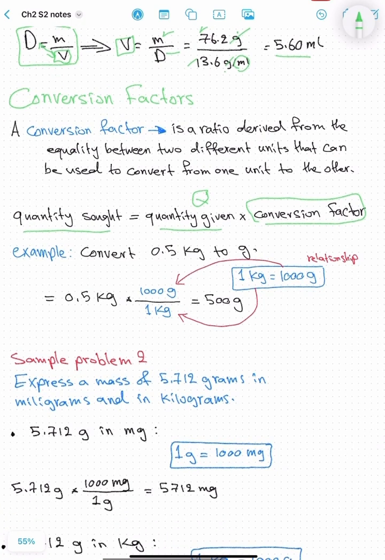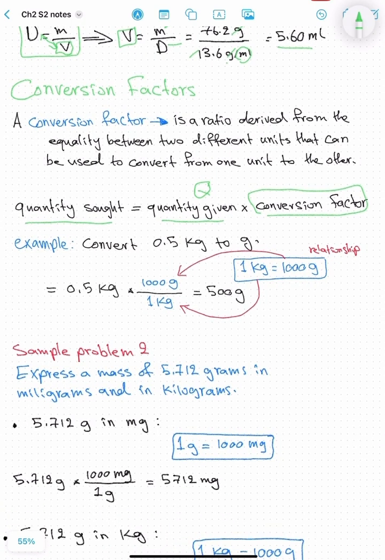Let's do an example. For example, convert 0.5 kilograms into grams. The first thing that you should do, you have to write down the relationship between your two units, the one that is given and the one that is unknown. So the relationship between kilograms and grams, you have to know that 1 kilogram is 1000 grams. Write it down in the box on your right. Then what do you have from the question? 0.5 kilograms. Write it down.